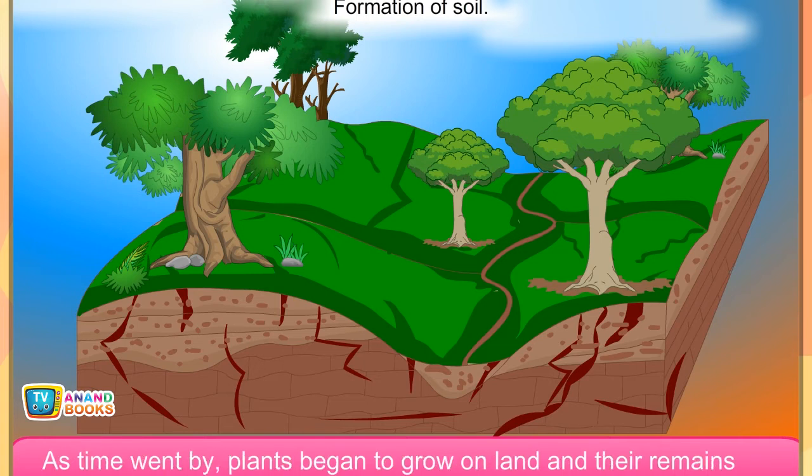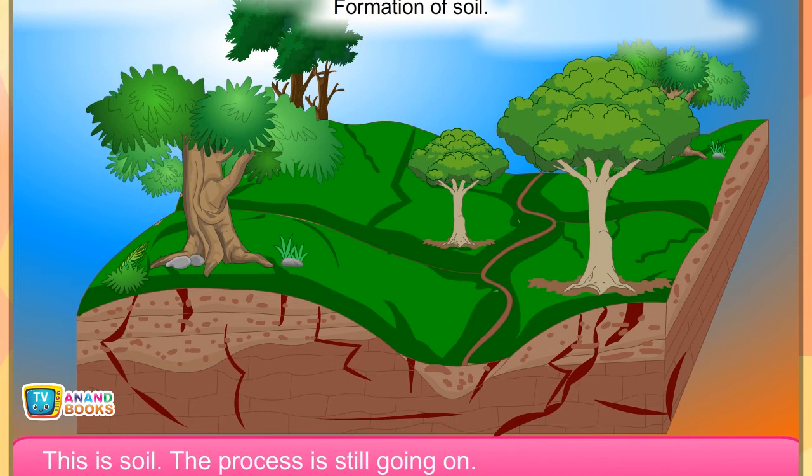As time went by, plants began to grow on land and their remains got mixed with layers of sand, clay, and pebbles. This is soil. The process is still going on.